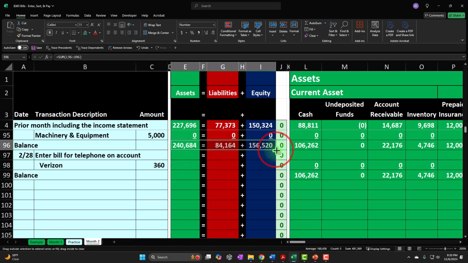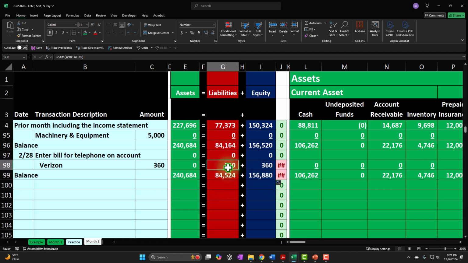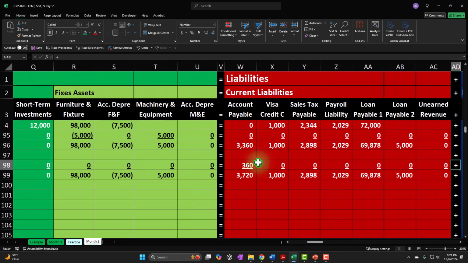We should have an increase in the liabilities and an increase in the equity. Or this should be a decrease to the equity. Let me fix that. It should be a negative. The accounting equation's helping us out here.